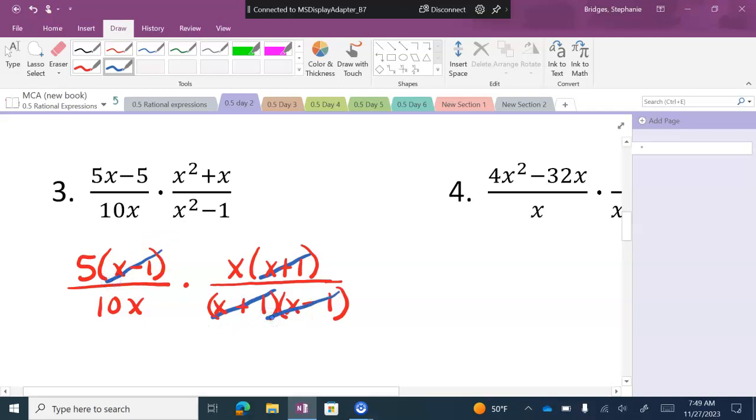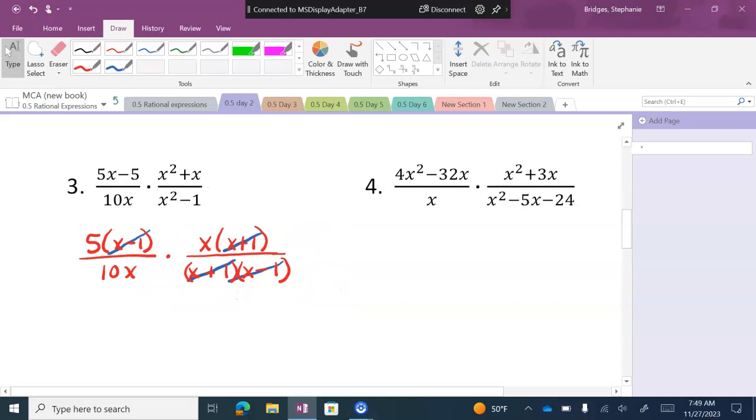Then once I've gotten rid of all of my binomials, I'm going to multiply what's left. Just be careful that you don't lose anything. Sometimes when you start marking things out, you just lose sight of a piece of it. So in the first fraction, I have a 5 that I'm going to multiply by the x that I have in the second fraction. And then for the denominator, I have 10x in the first, but everything canceled in the second. So that's just going to be 10x.